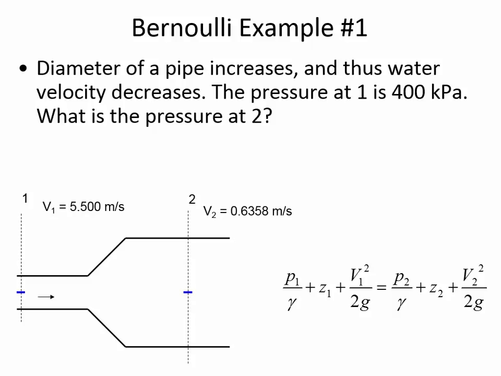In the problem statement, it says that the pressure at 1 is 400 kilopascals, and this is water that's flowing through the pipe, and so you can use the standard unit weight of 9810. Calculate P2.